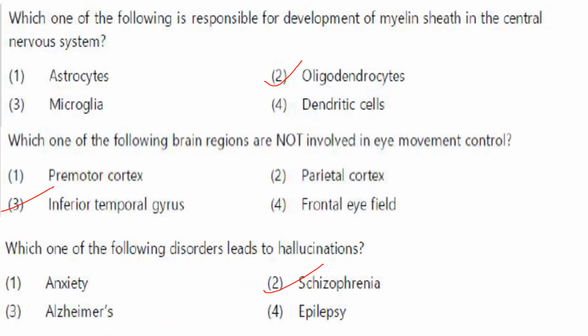Then next one. Which one of the following is responsible for the development of myelin sheath in central nervous system? It is oligodendrocytes. Answer is option 2. Which one of the following brain regions are not involved in eye movement control? So it is inferior temporal gyrus. Answer is option 3. Which one of the following disorders lead to hallucination? So it is schizophrenia.